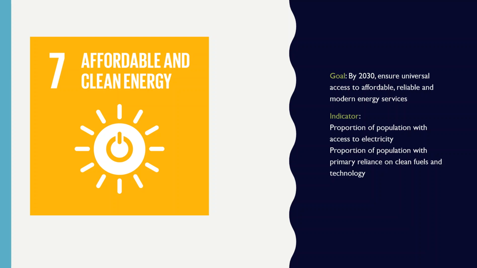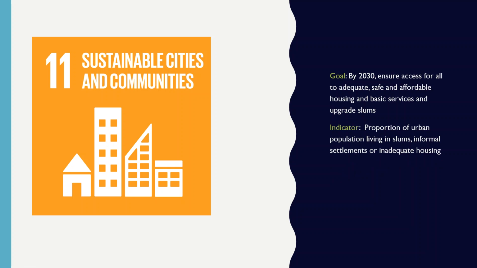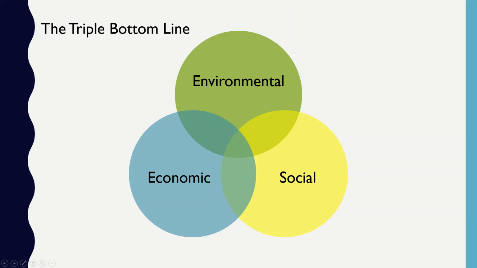Sustainable cities and communities. We want a proportion of urban population to fall that's living in slums, informal settlements, or inadequate housing. There are other indicators based upon this as well, but one of them being that we want to make sure that people are no longer living in informal settlements, which is another word for slum. So basically, if I was to run through all of these, we would see that they cover different aspects of the economy, the environment, and social. That triple bottom line that I talked about in the beginning of the course.